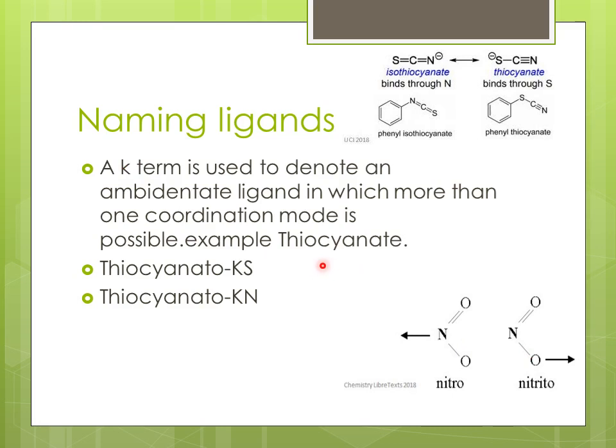Likewise, there is another example given, the ligand thiocyanate. This thiocyanate is capable of coordinating in two different ways. Through sulfur it can coordinate to the metal atom, or else through nitrogen it can coordinate. If it coordinates through sulfur, the name is thiocyanato-kappa-S. Thiocyanato-kappa-N denotes that it is coordinating through the nitrogen atom.